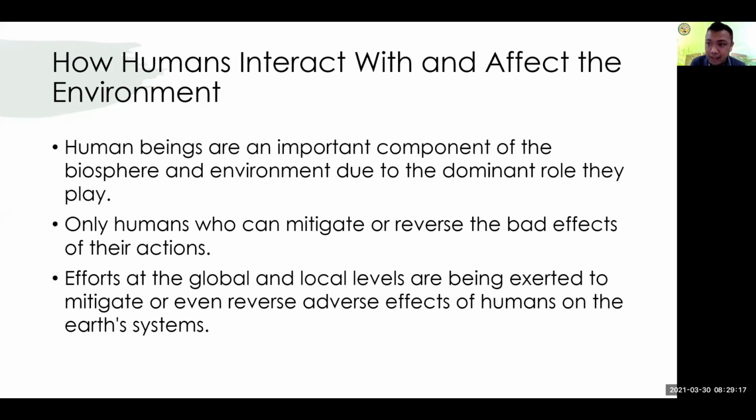So human beings, in terms of environmental problems, it is only human beings who can mitigate or reverse the bad effects of anthropogenic activities, or the activities of human beings. Now, there are a lot of efforts being conducted at global and local levels so that we could reverse the effects of humans on the Earth's systems.